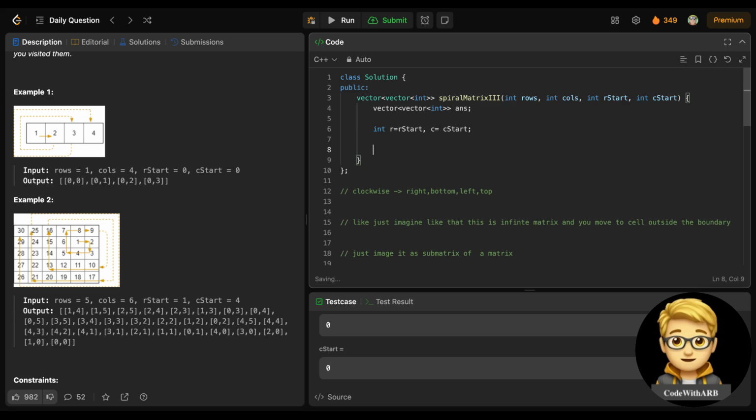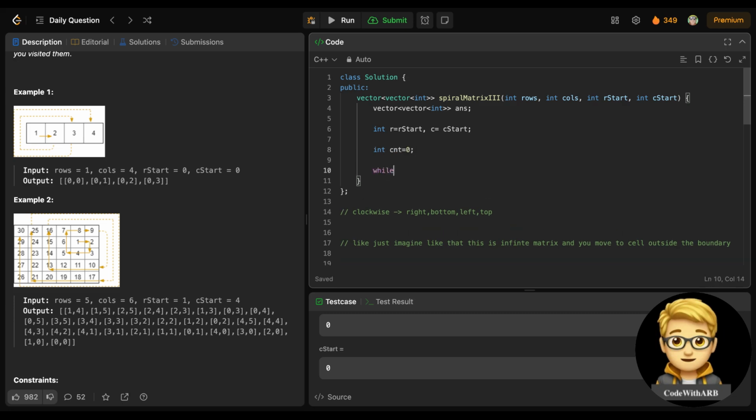Now what we need to do: I will start iterating over the whole matrix in spiral form. We will keep moving while the count is less than rows times columns. Otherwise, if rows times columns is equal to count, we will break this loop.